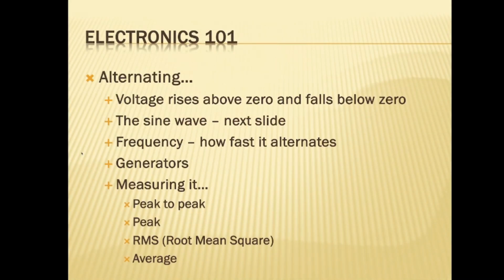Okay, alternating current starts at 0, rises above, falls below, and comes back up again. I'll show you a sine wave here in just a second. The frequency is how fast it goes up and down. Generators generate that. We measure it several different ways. We can measure it peak to peak, top to bottom. We can measure it just from the 0 line to the top of one peak, or do root mean square or average, which are little mathematical sleight of hand tricks to make it easier to talk about.